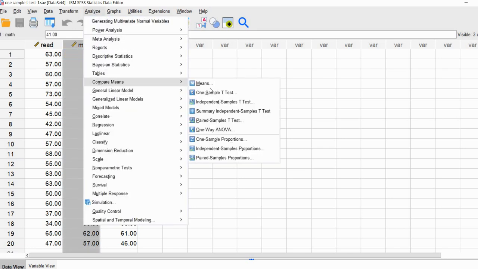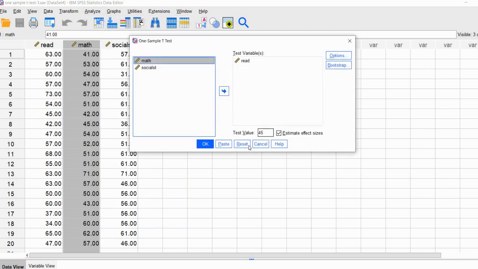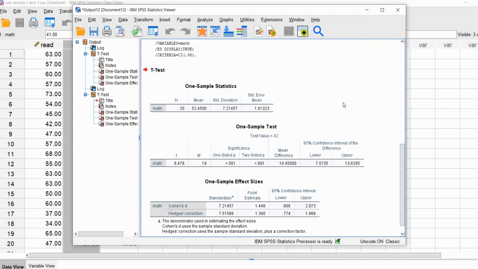To carry out our analysis using our math scores variable, we're going to go to Analyze, down to Compare Means and One Sample t-test. I'm going to reset this and move our math variable over to the test variables box, and where it says test value, I'm going to type 42. We'll click on OK and look at our output.